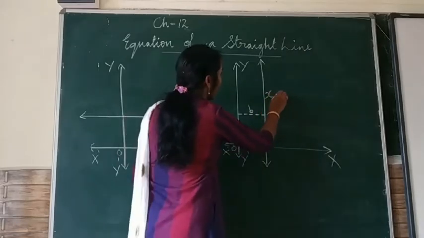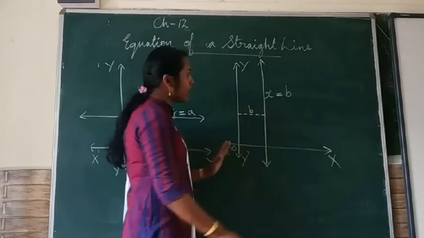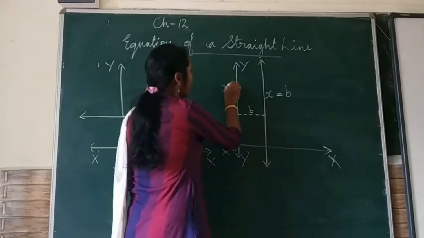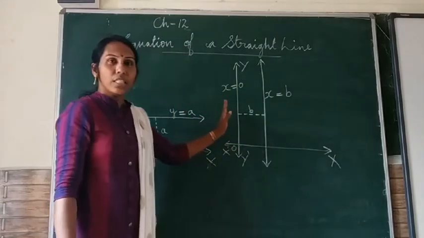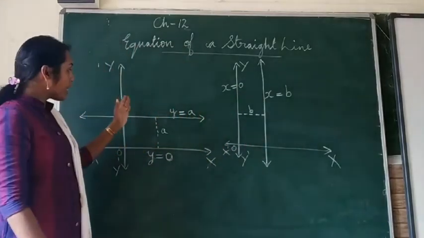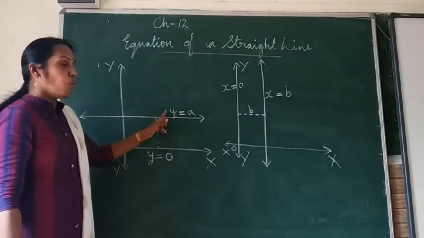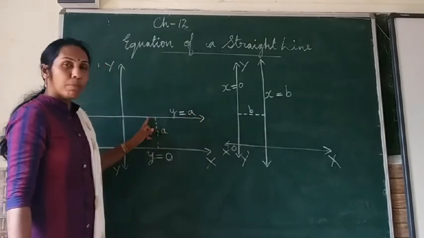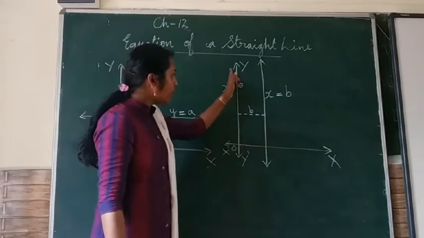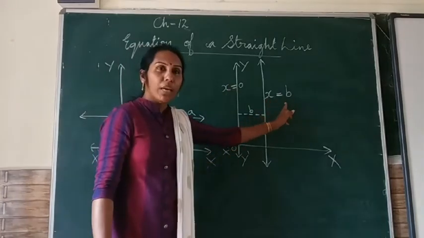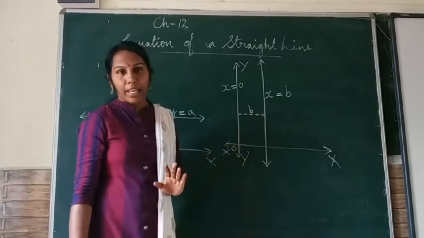Therefore, this line can be formed as x is equal to b. So from this we can also obtain that the equation of y-axis, that is x is equal to 0. So these are the equations that are parallel to x-axis and parallel to y-axis. Equation of a line parallel to x-axis is y is equal to a, where a is the distance between the line and the x-axis, and equation of a line parallel to y-axis is x is equal to b, where b is the distance between y-axis and the considered line.